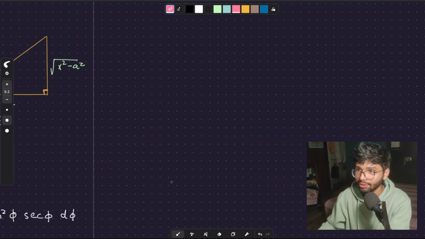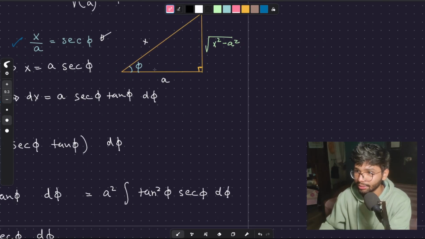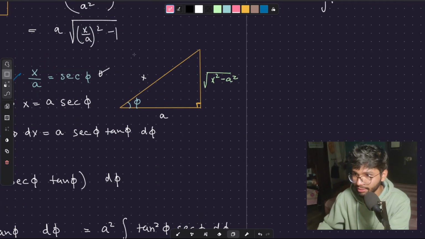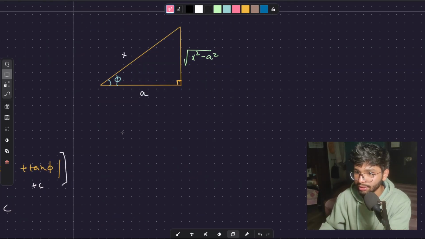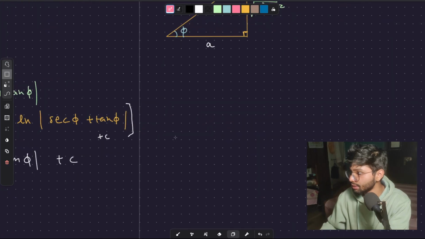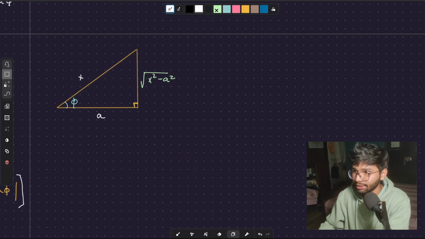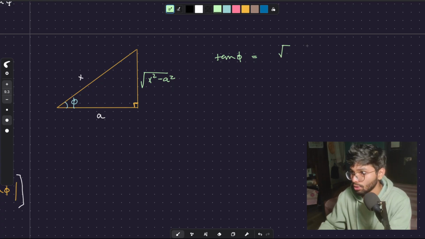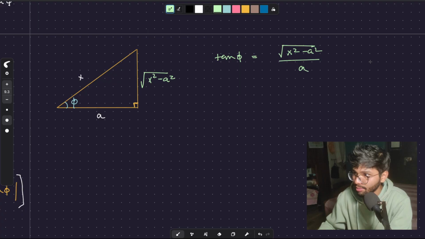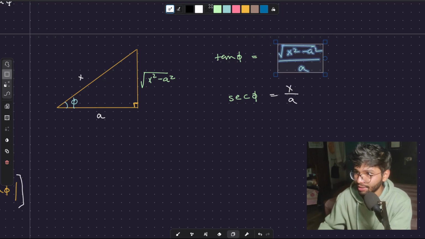Okay, so we have this triangle, right? We can find the secant and the tangent using this and plug into this over here. So let us do that. What is the tangent of phi? That equals this divided by this. So square root of x squared minus a squared over a. And what is secant? We know we did the substitution. Secant phi is just x over a.